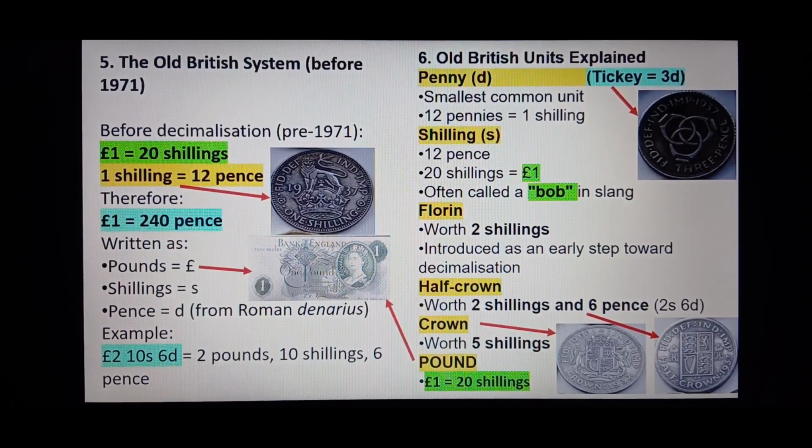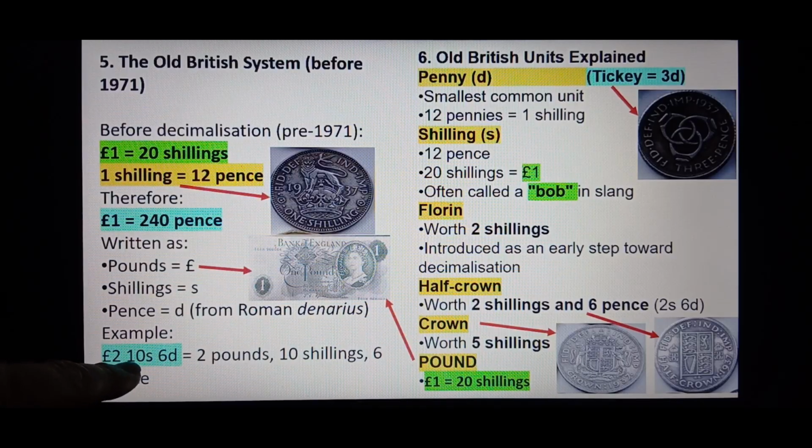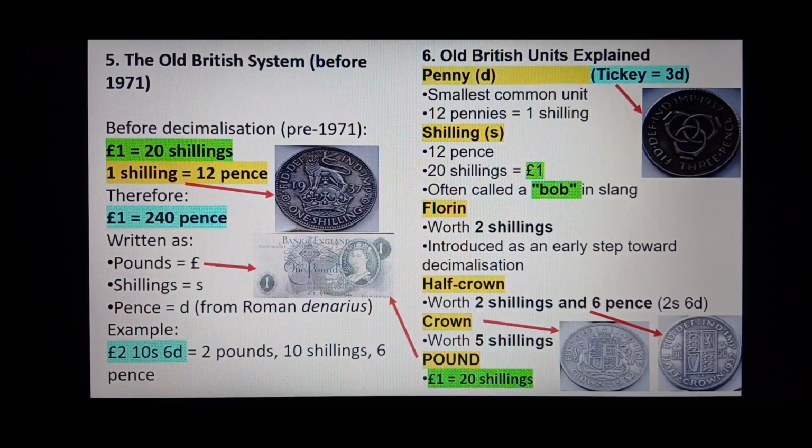So an example, £2, 10 shillings, and 6 is written like this in the blue. £2, 10 shillings, and 6 pence. Okay, the old British units explained. So here you can see the tikkie. It's a 1937 tikkie. And I think today, a 1931 tikkie is worth a small fortune. So if you happen to have one, hold on to it because it's worth a small fortune.